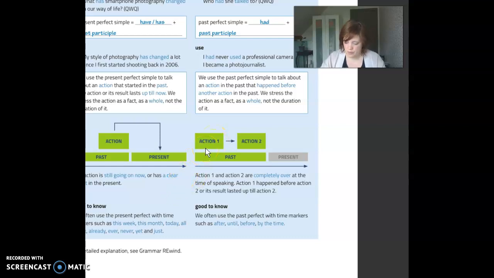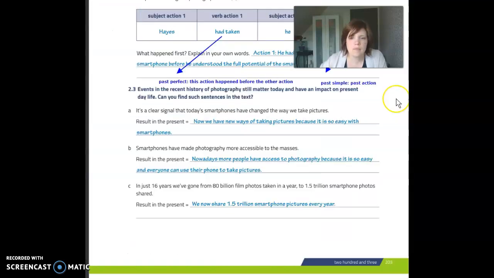Okay, let's pause here for a second and return to the previous page, page 203. Let's have another look at exercise 2.3. Okay. Exercise 2.3 was not an exercise that you had already prepared last time, so let's have a look at that together. Events in the recent history of photography still matter today and have an impact on present-day life. Let's have a look. Sentence A. It's a clear signal that today's smartphones have changed the way we take pictures.